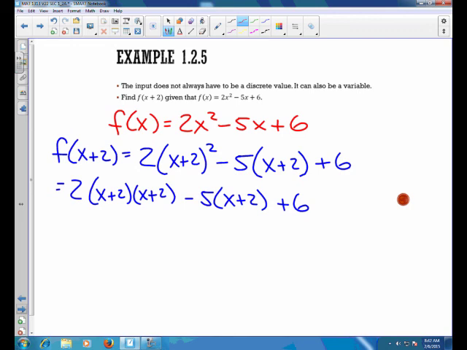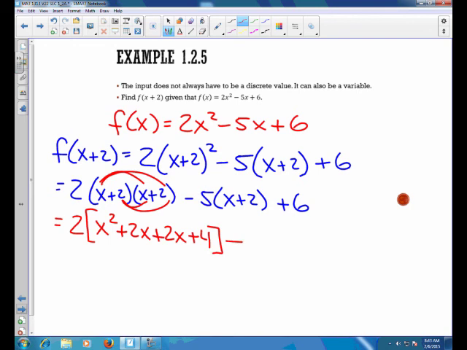In this first term, when we multiply, we have to FOIL this thing. We should get 4 terms. FOIL the binomials first, and save the 2 for last. So this is x times x is x squared. x times 2 is plus 2x. 2 times x is plus 2x. And then 2 times 2 is 4.